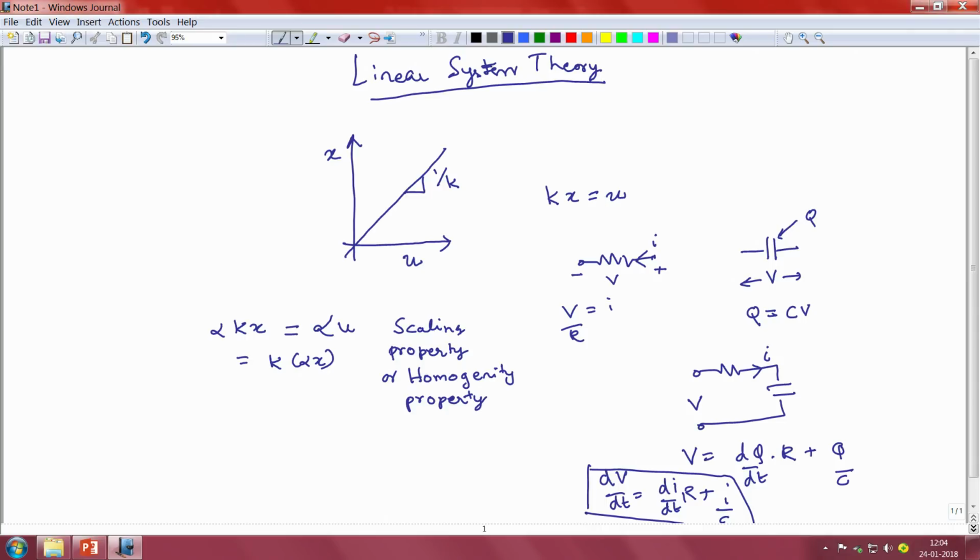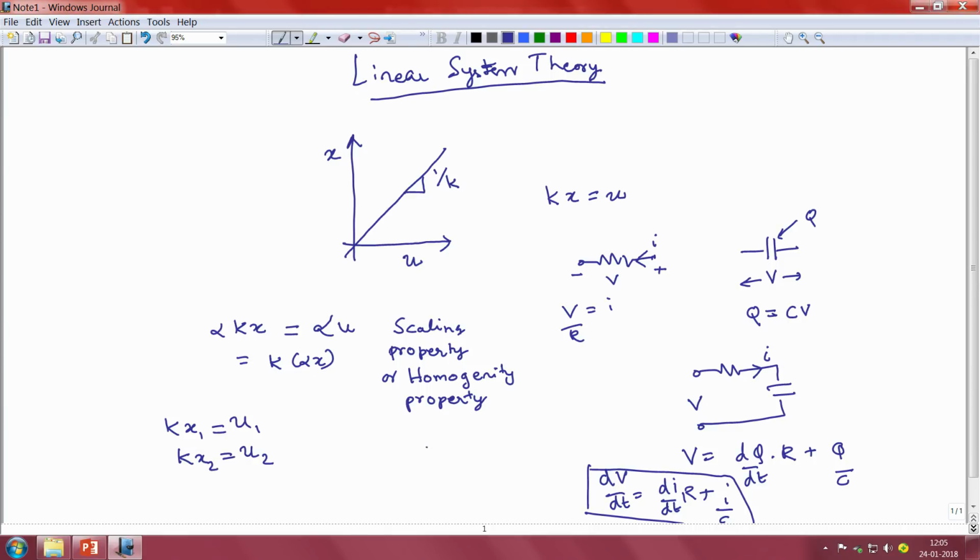This is one property that the proportionality operator possesses. There is one other property that it possesses. Suppose I were to apply u1 as an input to my system, the output will be, let us say, x1. So the input and the output are related by that equation there, kx1 is equal to u1, and if the input is u2, then the output would be x2, let us say.